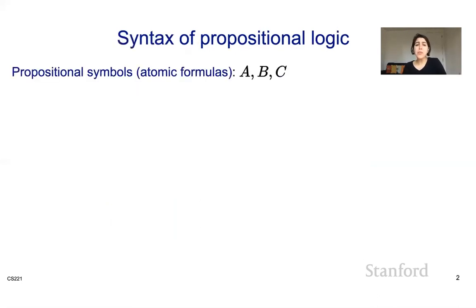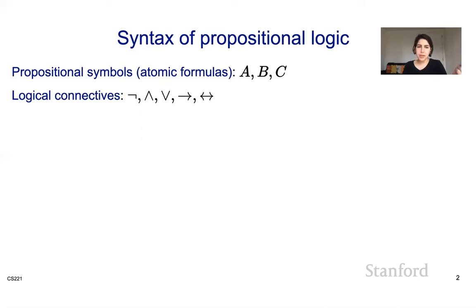Okay, so let's talk about syntax. What is syntax? The syntax of propositional logic consists of a few different things. It consists of propositional symbols. These could be A or B or C, and these take Boolean values. Based on these propositional symbols, we can build formulas on top of them. The propositional symbols are also commonly known as atomic formulas. Then you can make more complicated formulas based on these atomic formulas using a set of logical connectives. These are negation, and, or, implication, or bidirectional implication.